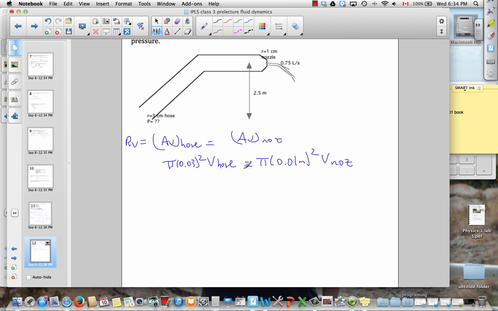It's not as large as the previous question, so we're not going to be able to assume that the hose speed is 0. But we do have the volume rate of flow, because you see here you have volume over time. This is a volume rate of flow. Now we have to convert units, because 0.75 liters, a cubic meter is 1,000 liters. And so this works to be 7.5 times 10 to the power negative 4 cubic meters per second.